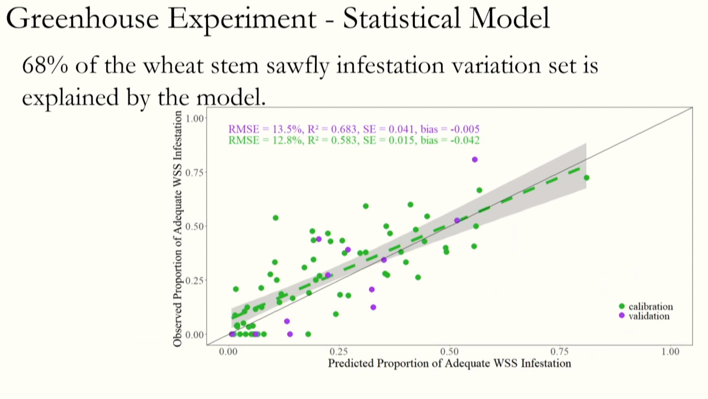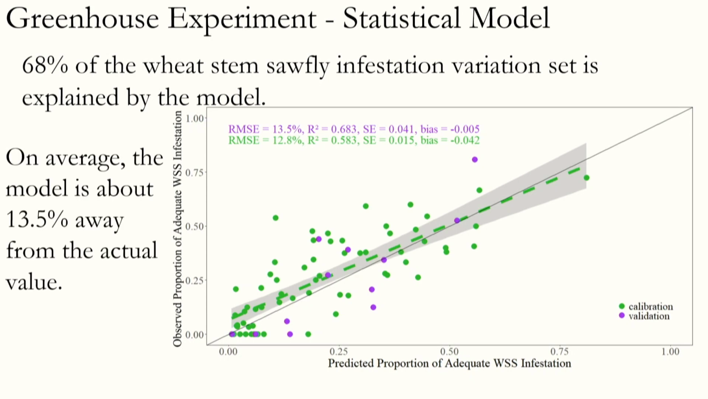And so the output of this model, here we have the predicted value on our x-axis and the observed value on our y-axis. So if this model was 100% accurate, our points would be all on that line. That doesn't happen in biological data, but we can see that our points track pretty well with it. And this actually explained about 68% of the variation in our sawfly infestation. And so on average, this model is also about 13.5 percentage points away from predicting that actual value of infestation, which is pretty good for just using that spectral data.